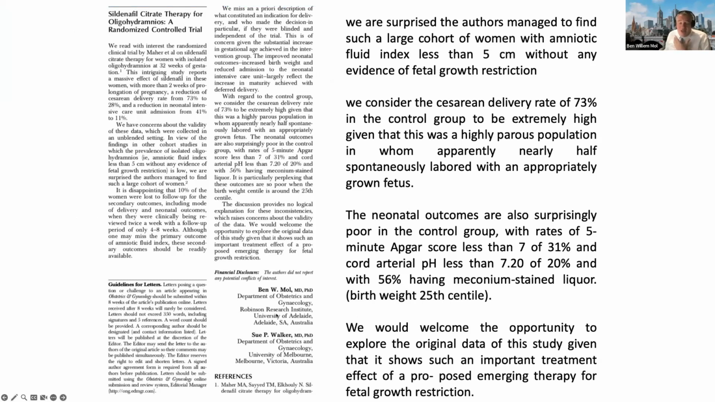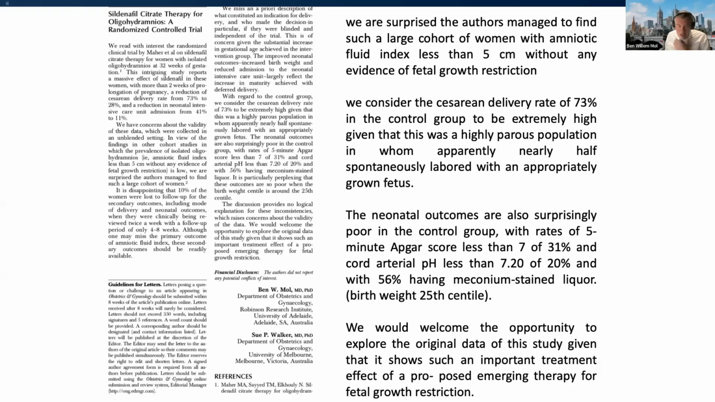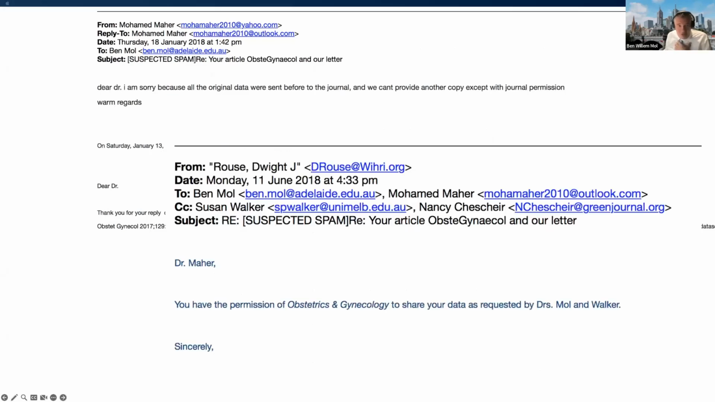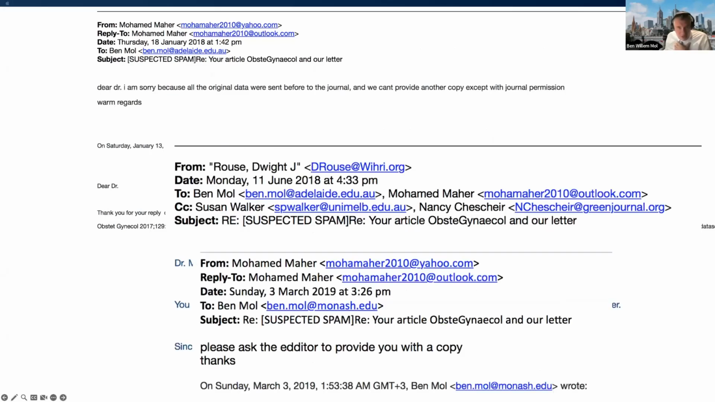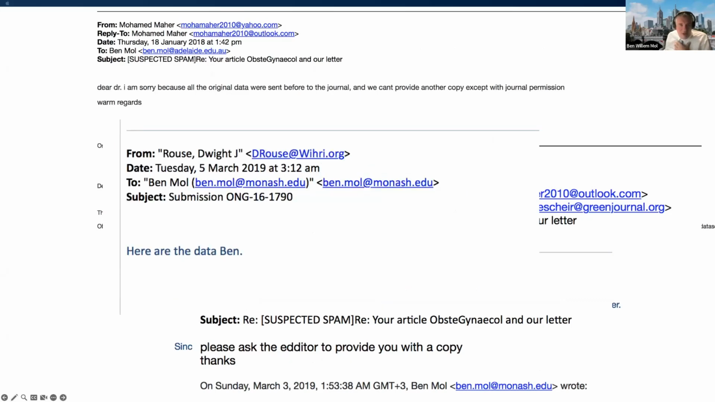And then I asked the editor for the data, because the editor, I knew the editor actually, said, yeah, Ben, we have seen the data and it all looks okay. So I said, well, can I see the data? And he said, no, not allowed. And then there was a bit of email correspondence also with the author. And then at some stage the author said, please ask the editor to provide you with a copy of the data. Thanks. And then the editor said to me, here are the data.